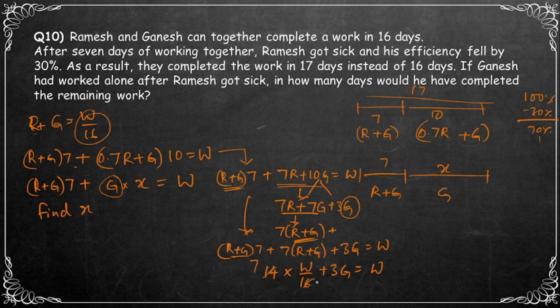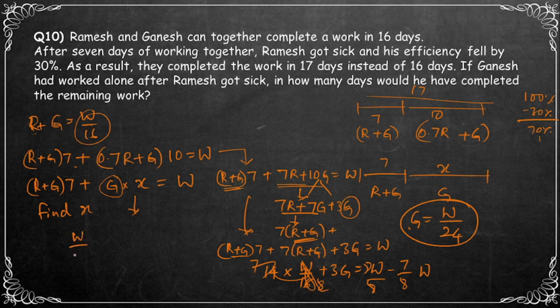So 7 by 8 w goes that way, minus 7 by 8 w. So 3g is equal to w minus 7 by 8 w, so w by 8. So g is equal to w by 8 into 3. So g is equal to w by 24. So we have the value of g and the value of r plus g, so that we can find the value of x. From this equation, we have w by 16, which is r plus g, into 7, plus g, which is w by 24, into x is equal to w.